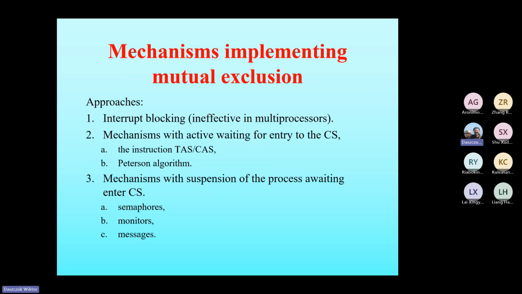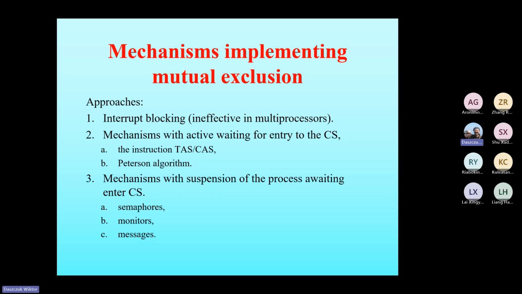And some mechanisms that suspend a process that cannot enter the critical section. So this process changes the state to suspend it. The scheduler does not choose this process. It just waits for another process to leave the critical section, and then our process can be resumed.